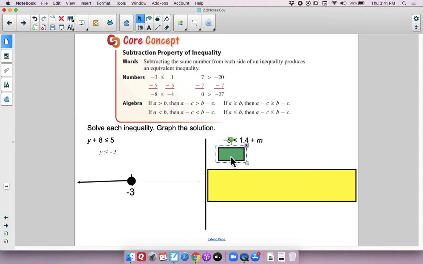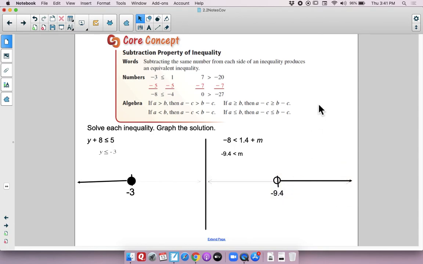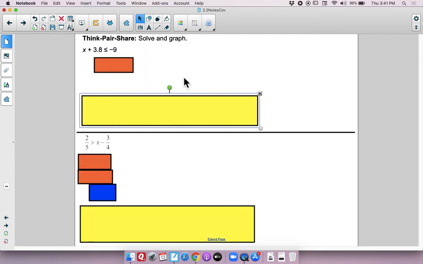Okay, and then here we're going to subtract 1.4 or add a negative 1.4, and however you want to think of it. And you can see I had my number line there, but I've bolded in this side, and again, open, because we're not including negative 9.4. All right. Think, pair, share if you're working on this with somebody. Go ahead and solve and graph.